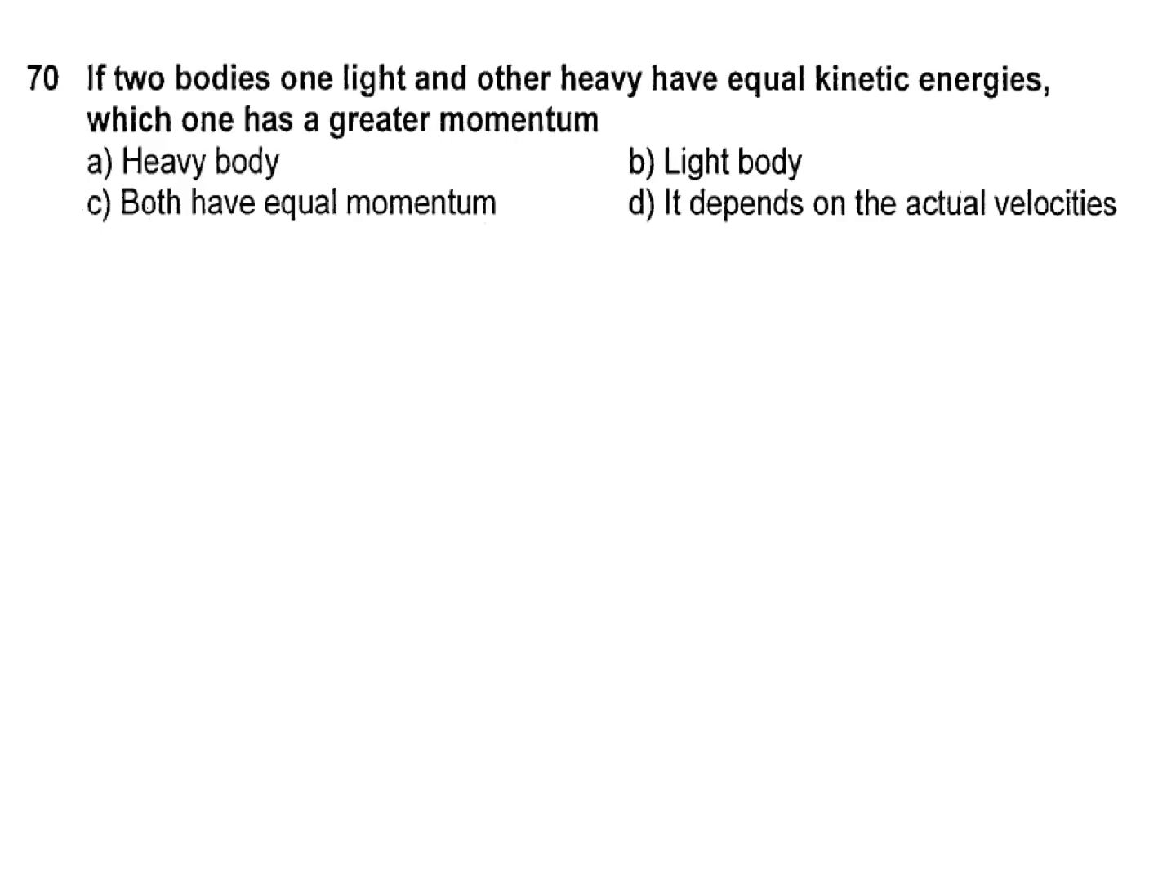Next. If two bodies, one light and the other heavy, have equal kinetic energies, which one has a greater momentum? Let the heavy body be m2 and the lighter body be m1. m2 is greater than m1, having equal kinetic energy. Half m1 v1 square is equal to half m2 v2 square.